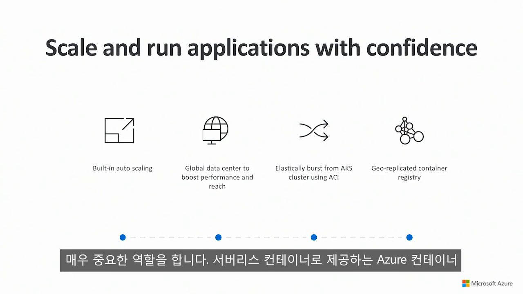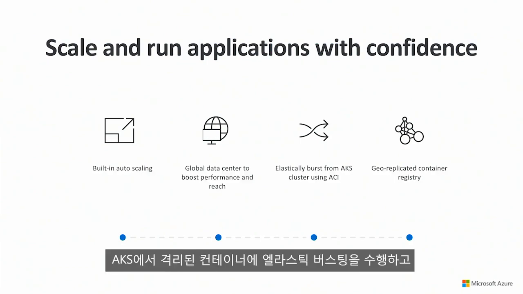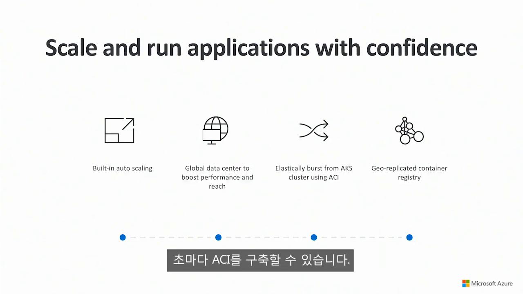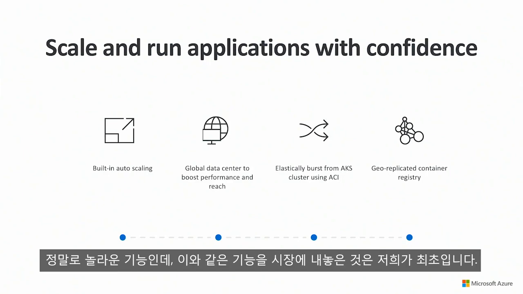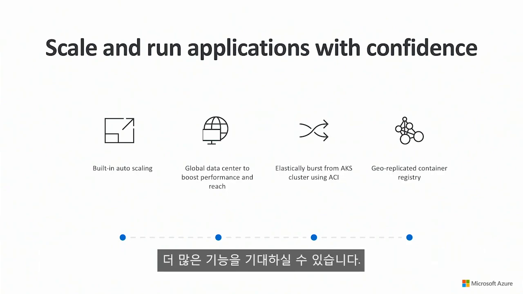Through Azure Container Instances, which is our serverless container offering, we have the ability to do elastic bursting from AKS to containers that are hypervisor isolated and per-second billed in ACI. This is actually extremely exciting. We're the first to market with anything like this, and are now integrating this Azure Container Instances offering directly into AKS. You can expect more to come on that front.